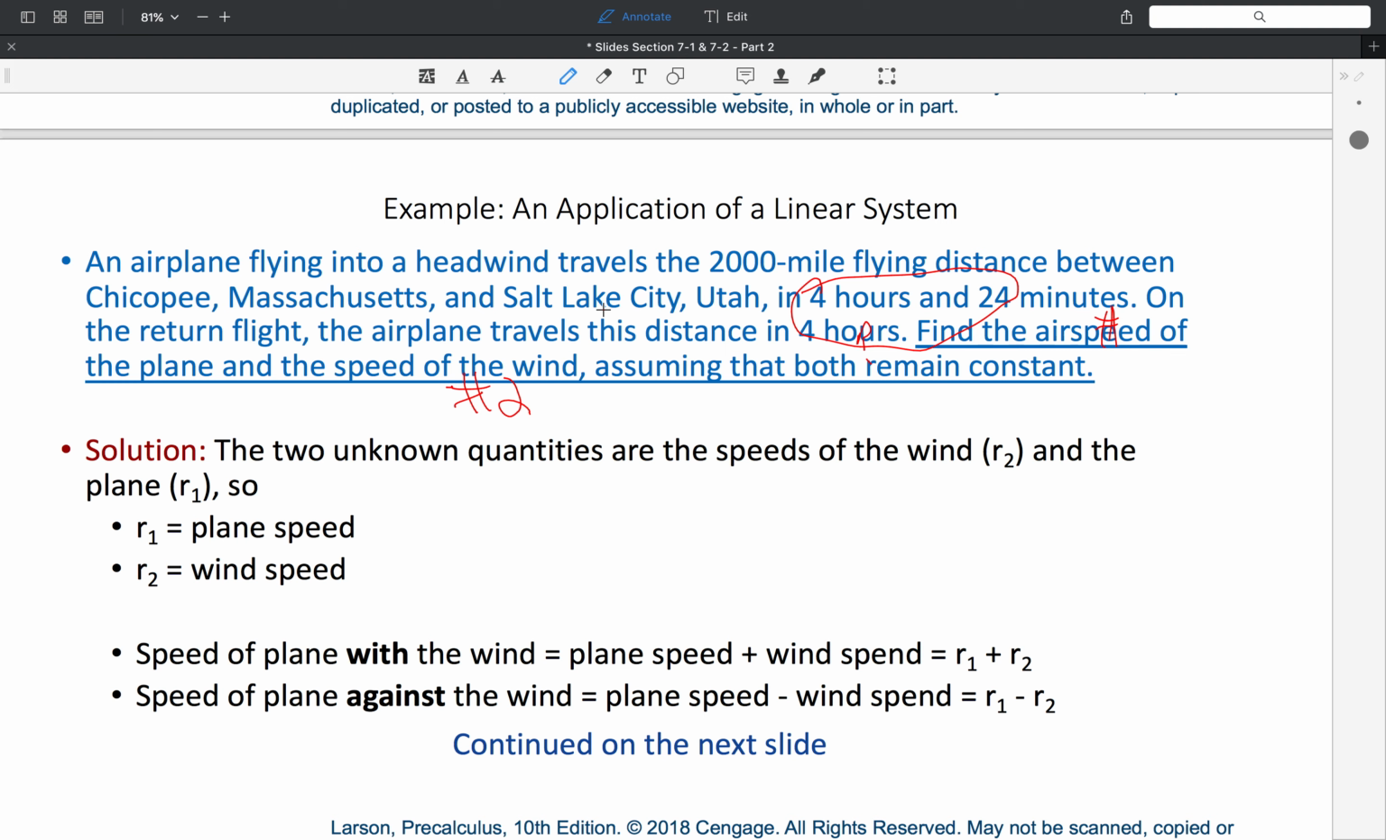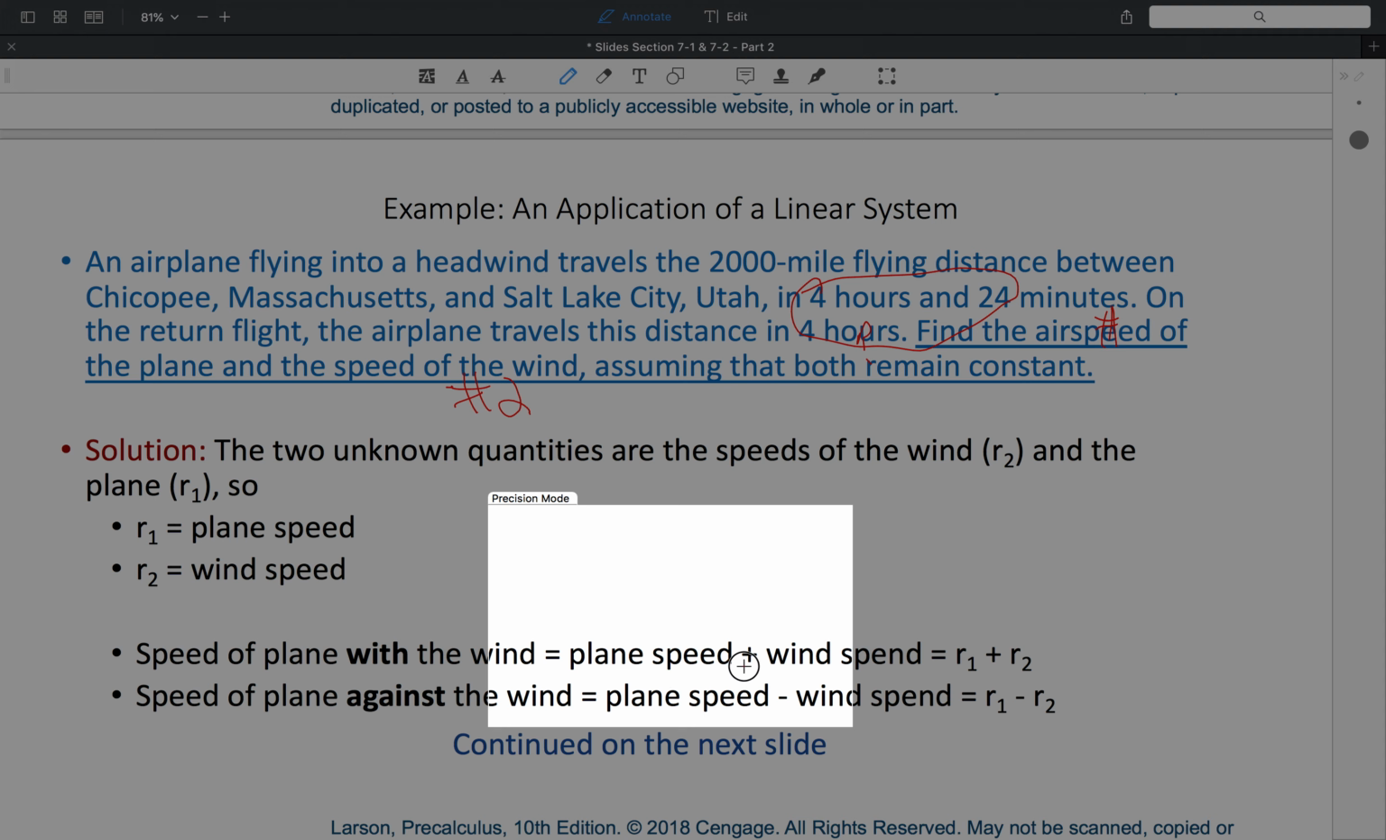So there's the two unknowns, the airspeed and the speed of the wind. They don't relate to one another. They're two completely different things. And then we have the two trips. Okay, so here's what we got. The two unknown quantities are the speed of the wind, which I'm going to call R2, and the speed of the plane, R1.